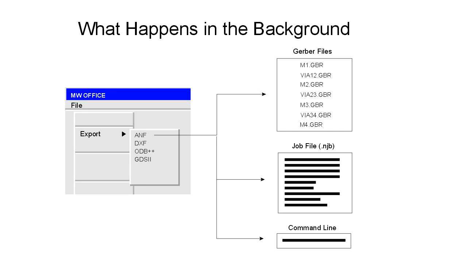When you click on ANF, first the Microwave Office program will have to generate Gerber files for all of the conductor layers and also for any vias or throughs that connect those conductor layers together. Second, the Office program will have to create something that we call a job file, which is an ASCII file pointing to the locations of the various files that are going to be processed. And finally, the Office program will create a command line used to launch the NETEX-G Manager program.